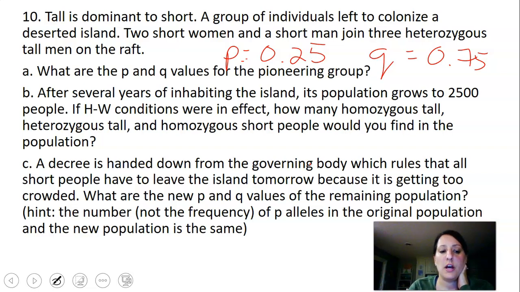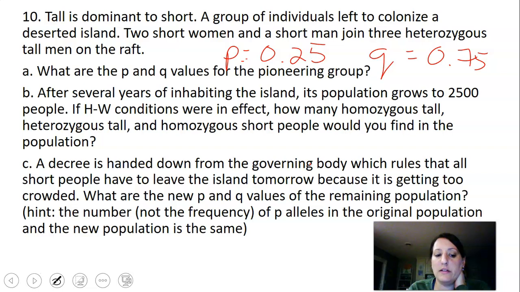Okay, so it says a decree is handed down, so a rule is handed down from the governing body, which rules that all short people, okay, so that's the last one that we just did, so that was 1,406.25 people. They gotta go. They have to leave the island because it's getting too crowded, so they're just gonna nix them. What are the new P and Q values of the remaining population?